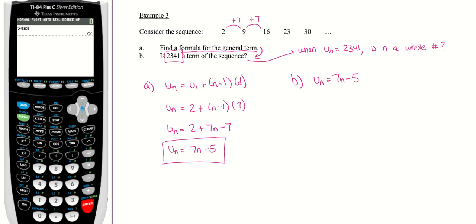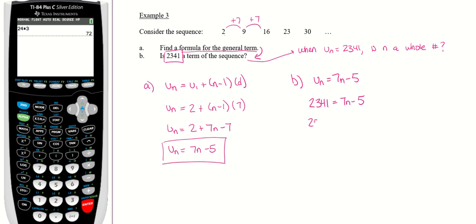And that's because in order to be a term in the sequence, you have to have a proper place order, like first, second, third. You can't be in place 1.7 or place 2.3. So the n values have to be natural numbers or positive whole numbers. So that's what we're really trying to find here. So we're going to replace Un with 2,341, and we're going to solve for n and see what happens.